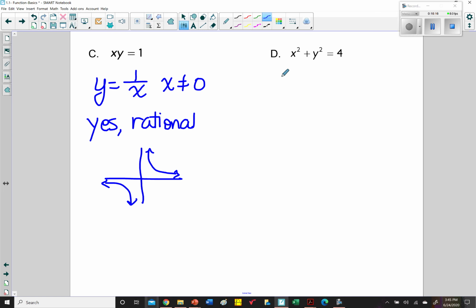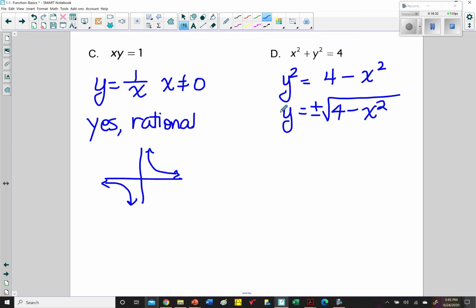This one is going to not be a function since solving for y causes us to take both the positive and negative square roots. When we're doing the operation, we have to square root both sides. We introduce that square root, so this one is not a function. It's only a relation. And if you remember your geometry, this is an equation for a circle centered at the origin with a radius of 2. So not a function, fails the vertical line test.